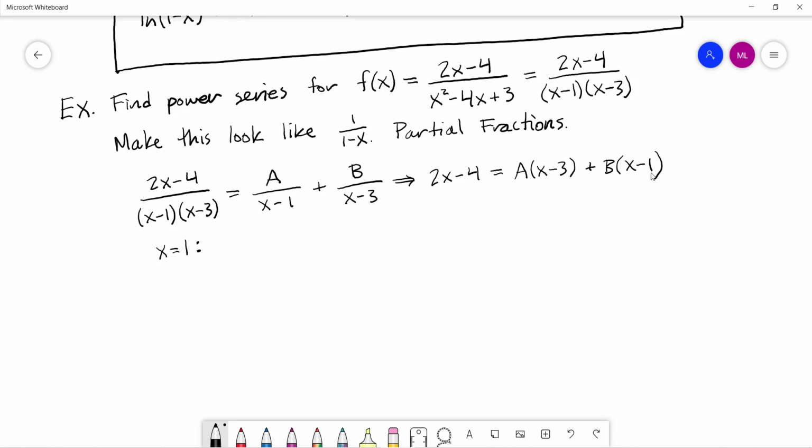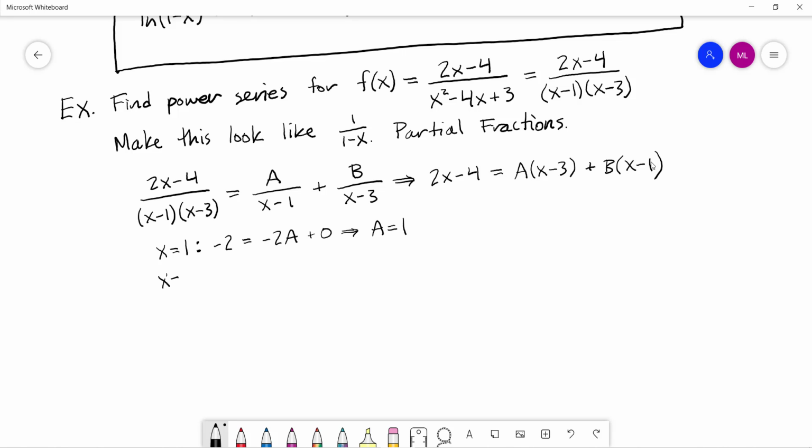When I plug in x equals 1 on the left, I will get 2 minus 4, which is negative 2. And plugging in the 1 over here, I'll get a times a negative 2, so negative 2a. And plugging it into here, I will get 0. And this tells me that a must be equal to 1.